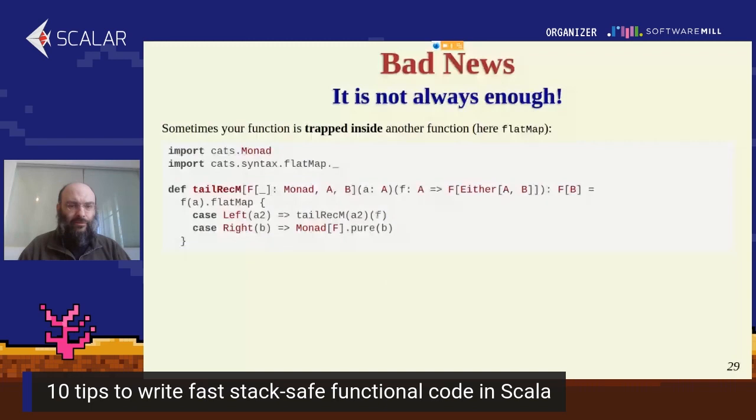F is trapped inside another function, flatMap, that we cannot rewrite, because what we did since the beginning was rewriting all the functions to make them into continuation-passing style, then trying defunctionalizing, then adding trampolines. So we are modifying the code.